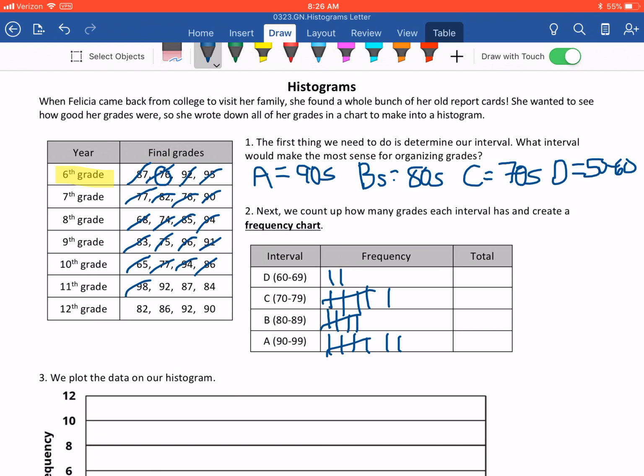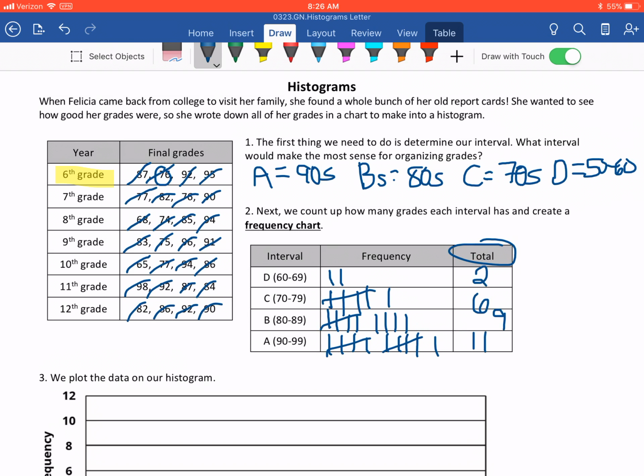In 11th grade, she got a 98, which is an A. A 92, which is also an A, an 87, which is a B, and an 84, which is also a B. Then in 12th grade, she got an 82, which is a B, an 86, which is a B, a 92, which is an A, and a 90, which is also an A. Over here in the far right column, we see that we're looking for our total. So we're just going to count our tally marks. For D's, she got a total of 2. For C's, she got a total of 6. For B's, she got a total of 9. And for A's, she got a total of 11.